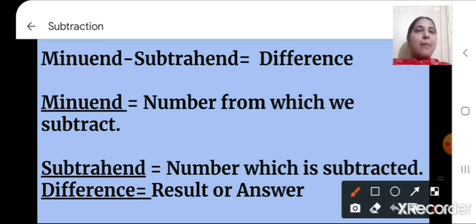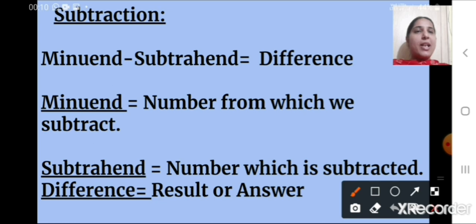So let's take an example, children, like 14 minus 6. So 14 minus 6, what will we get, children? 8. So what is 14 here? 14 here is the minuend. Okay. What is 6 here? 6 is the subtrahend. And the answer that we get after subtraction is called the difference. So 8 here is the difference. Got it, children?